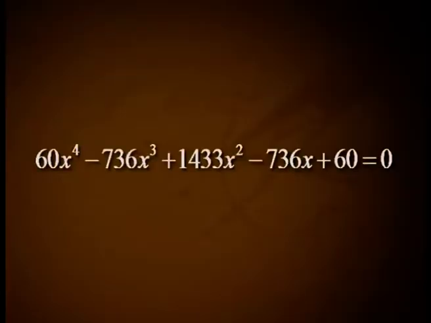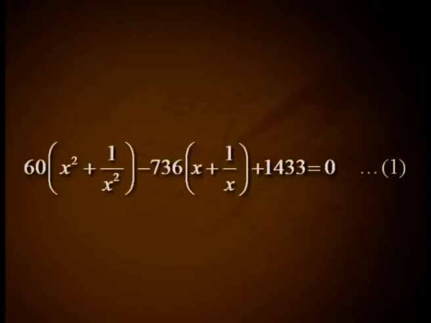Remark. It is obvious that if alpha is a root of a reciprocal equation, then 1 by alpha is also a root. Example 1. Solve the reciprocal equation 60x raised to 4 minus 736x cube plus 1433x square minus 736x plus 60 equal to 0. Solution. The given is a reciprocal equation, and dividing throughout by x square we obtain 60 into x square plus 1 by x square minus 736 into x plus 1 by x plus 1433 equal to 0, equation 1.